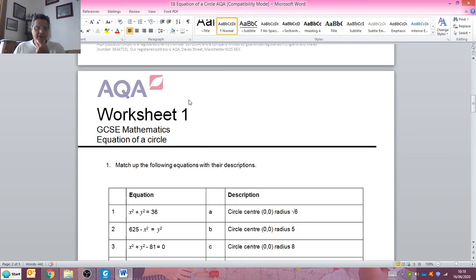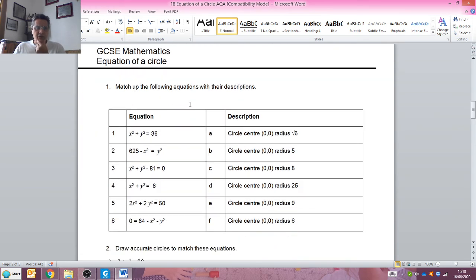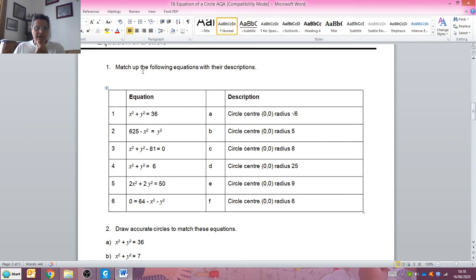And question 1, this is an AQA piece of classwork, worksheet 1 they called it. Match the following equations with their descriptions. So I've got x squared plus y squared equals 36. And clearly the radius squared is 36, so if we square root 36 we will get 6. So I reckon this equation goes with centre 0, 0. Remember, all these circle equations are centred at the origin, and that'll have a radius of 6.